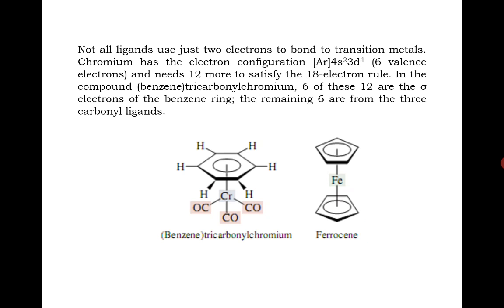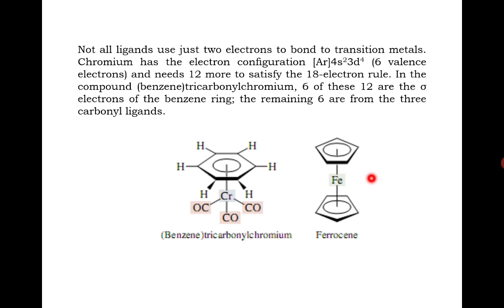Not all ligands use just 2 electrons to bond to transition metals. Chromium has the electron configuration 4s2 3d4, 6 valence electrons, and needs 12 more to satisfy the 18 electron rule. In the compound benzene tricarbonyl chromium, 6 of these 12 are the pi electrons of the benzene ring, and the remaining 6 are from the 3 carbonyl ligands.